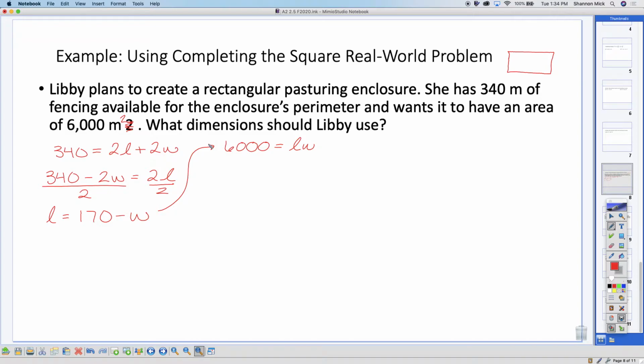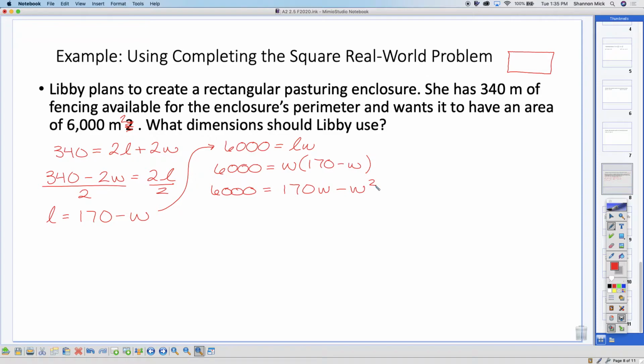So we have 6,000 equals W times L. What is L now? 170 minus W. Okay, so I'm going to put W first just because it's going to be a multiplication, yes? Doesn't really matter, right? So what do I do now? Distribute it. And now I have a quadratic equation, right?